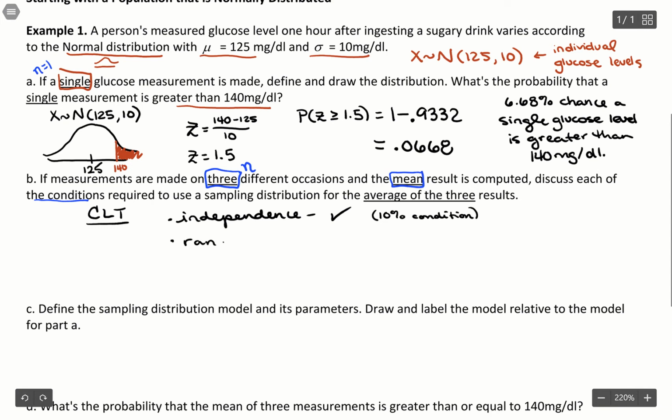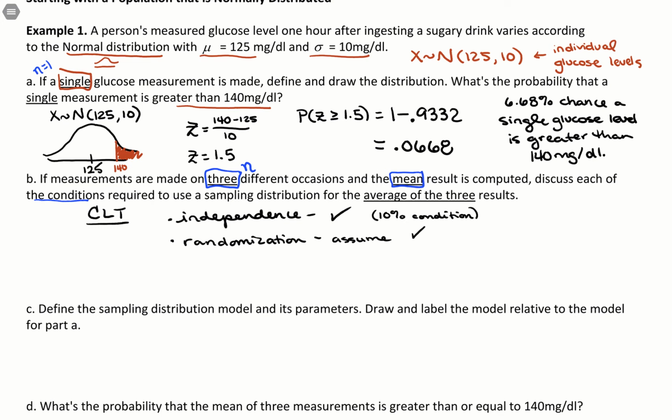Randomization. Now what we want to look for with randomization is that somewhere in the wording it should say that it's a random sample, and they don't say that here. What we're going to go ahead and do is just assume they're good researchers. So sometimes we'll just assume that that's fine. When they collect it, it should be random enough.